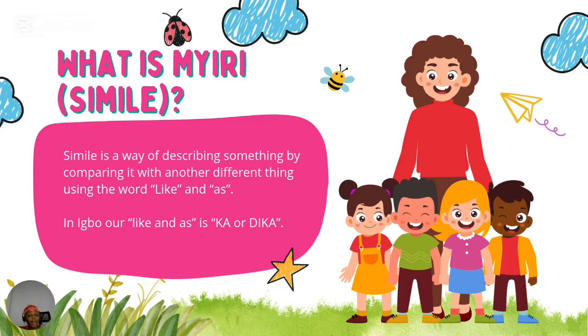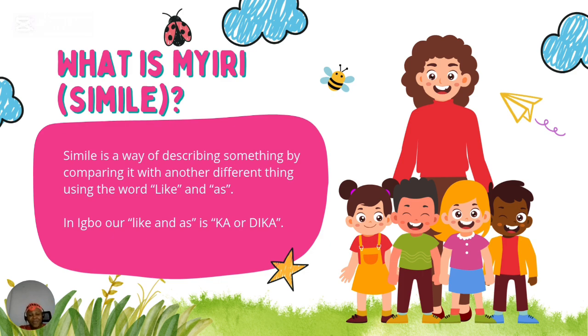We say ka or we say dika. You can read my last sentence on your screen. In Igbo, our like and as is what? Ka or dika. Excellent. So myiri bụ atụmatụ okwu eji egosi myiri dị n'etiti mkpụrụ okwu abụọ. It is that figure of speech we use to show the similarity between two words, even though those words are not exactly the same thing, they are similar. Let me show you exactly what I mean.